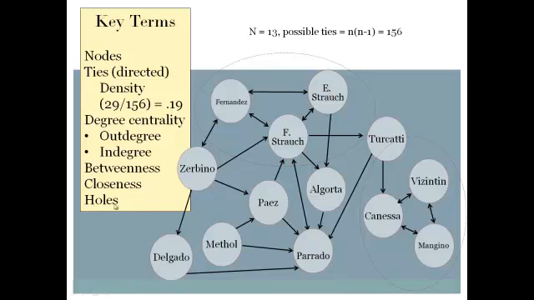Now talking about holes, holes represent gaps between perhaps 2 subgroups here. For example, there is a gap between this subgroup here and this subgroup here. But look, Turcotte fills that gap. So there are certainly gaps here, but it's not a complete separation there. But again, you can see these are some of the characteristics that you might see in a group's network.